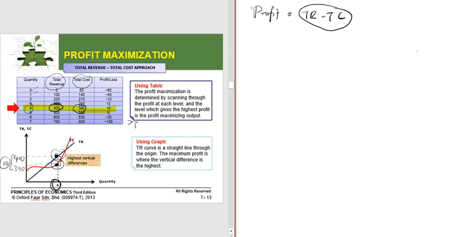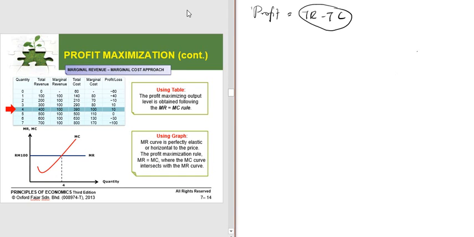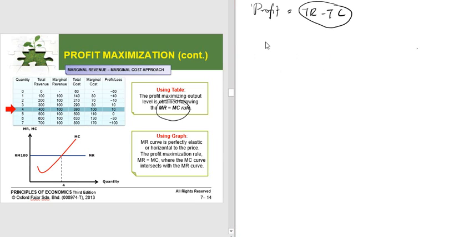Okay, so that is your profit, and that is where you maximize your profit, meaning you have to sell 4 units of product and then you will get profit of 10 ringgit. That is using total approach. And if you use marginal approach, the condition is MR must equal to MC.